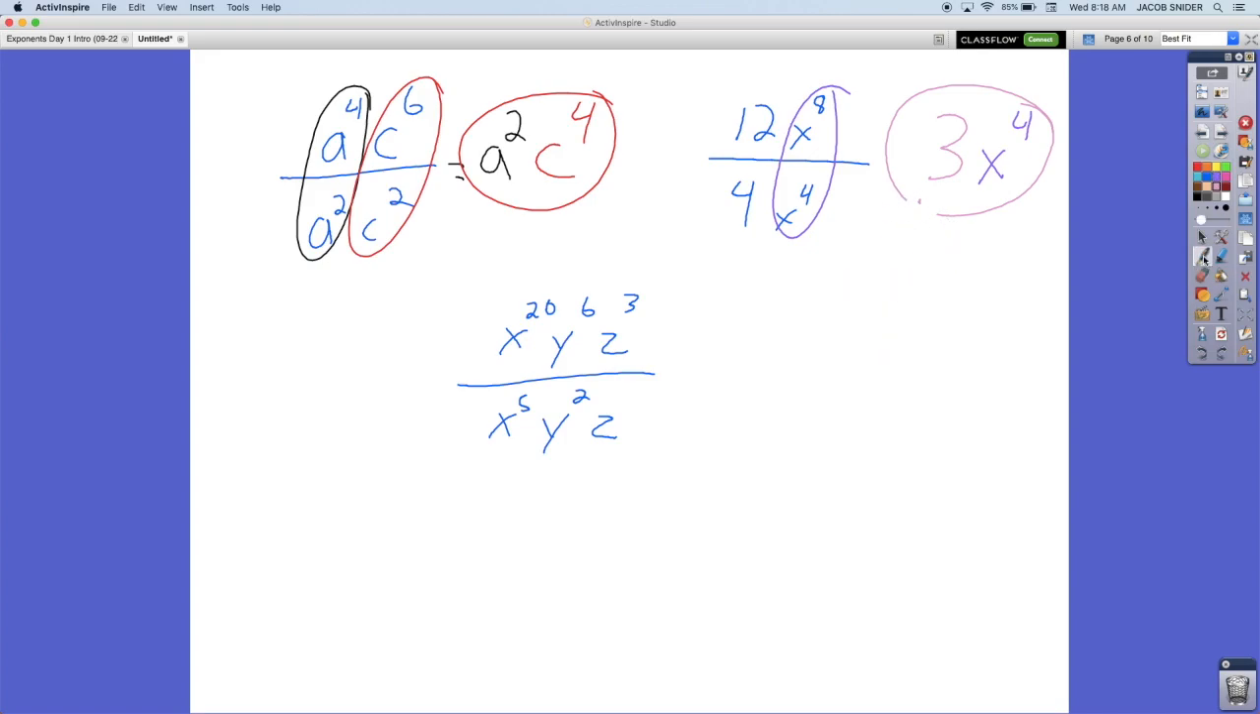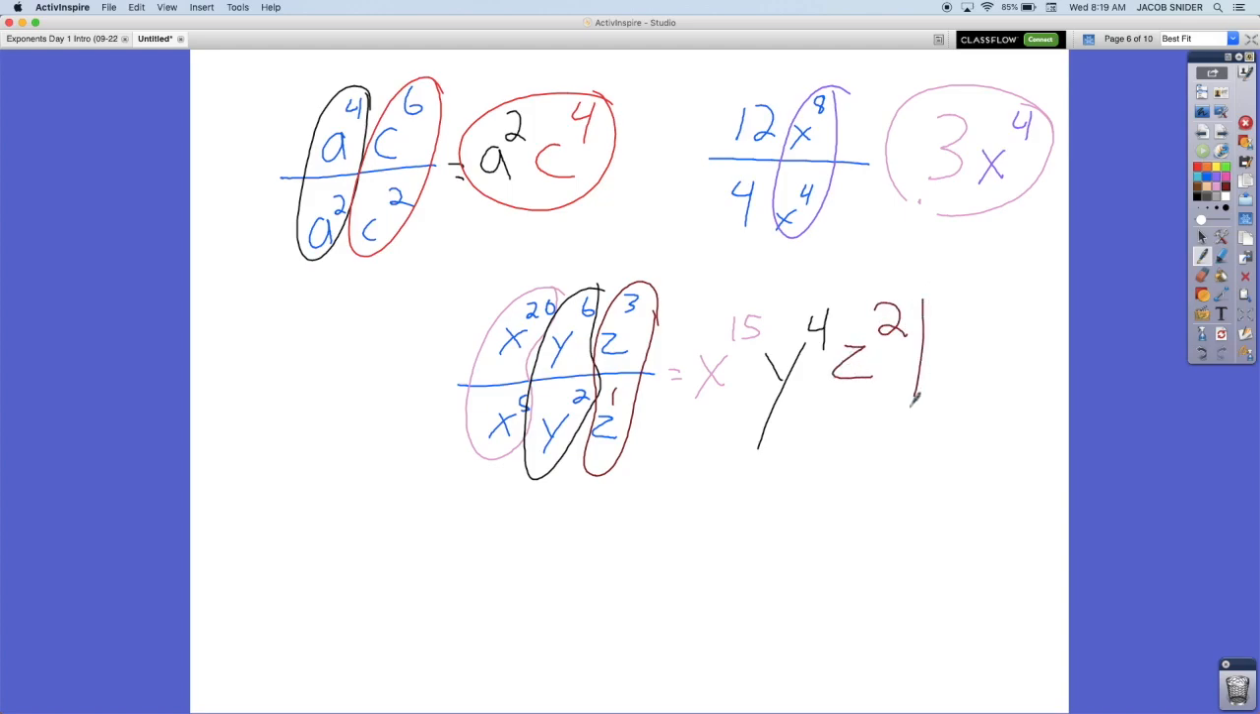Okay, this one's a little bit trickier-ish. I got 3 different things going on. Let's just take it letter by letter, though. There's x to the 20 minus x to the 5. 20 minus 5, 15. There's my x values. Okay, let's do the y's now. I got 6 minus 2. 6 minus 2, 4. Let's do my z's. I got z to the 3, z to the 1, z to the 2nd.